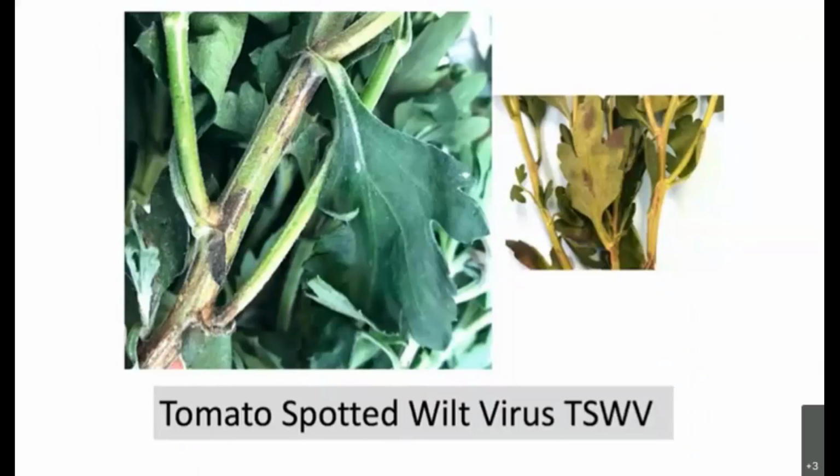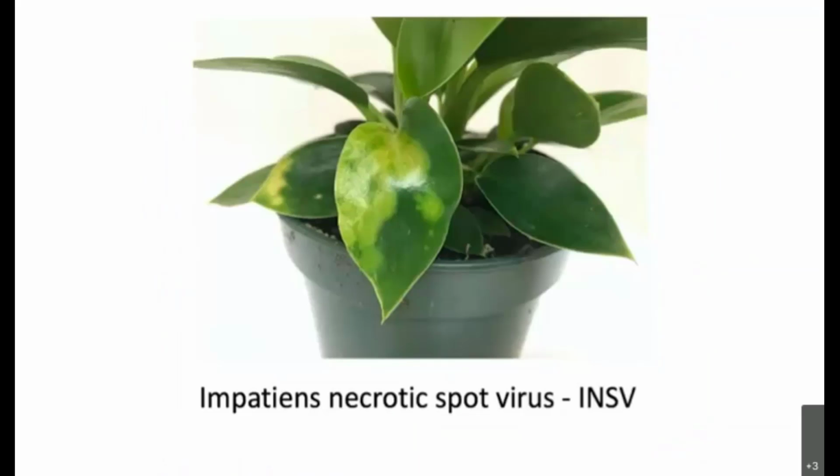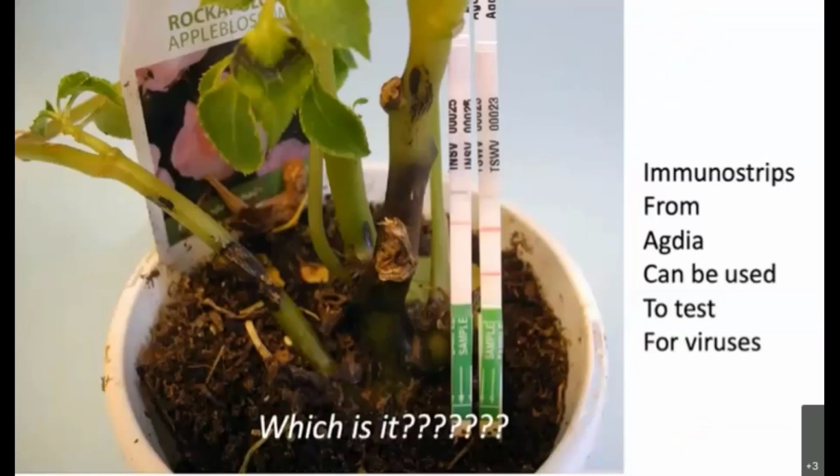This came in from out of state, but they were completely confused about what might be going on with one cultivar of mum that was doing this. Lobelias you may have seen, completely different coloring of the symptoms, but the pale tan areas here are from tomato spotted wilt virus. Here's a foliage plant with yellow blotches from Impatiens necrotic spot virus. Here's that look of mosaic on a begonia leaf from Impatiens necrotic spot virus.